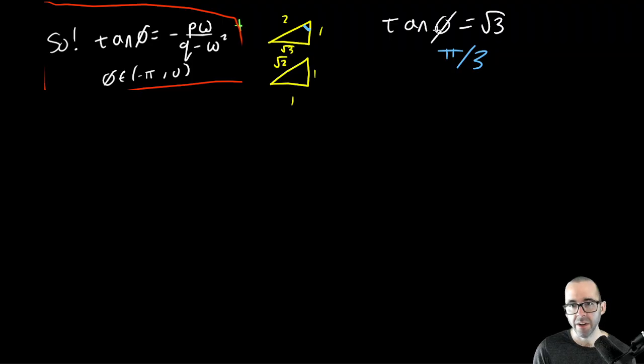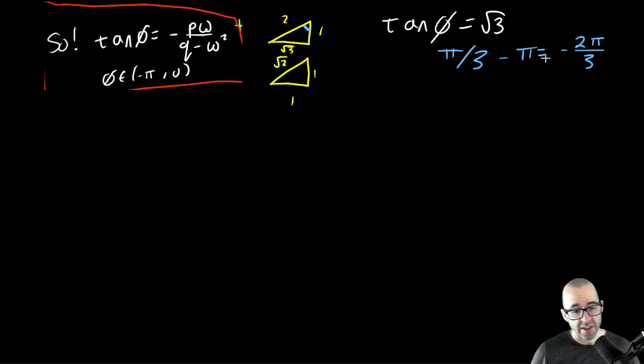We know tangent has a period of pi, so we could get into this range by just subtracting pi from this. So our answer would be negative 2 pi over 3. That is how we would find our phase angle if we were solving it like this. Okay? So, brief review there.